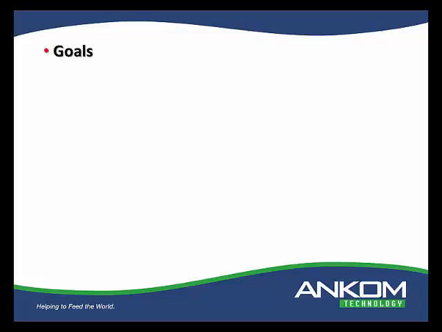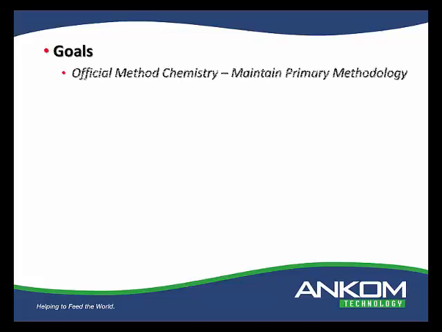All right, so when ANKOM decides to automate a procedure, one of our main goals is to maintain the original chemistry. We are not reinventing the wheel, we are just automating it. So these methods run exactly like the manual method. You're going to end up with the same results that you would had you sent it to another lab that's not using the ANKOM system. And these results are going to be comparable to anything that you've received traditionally over the last several years or decades.